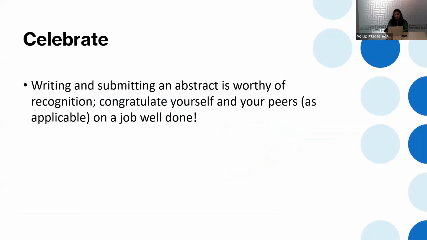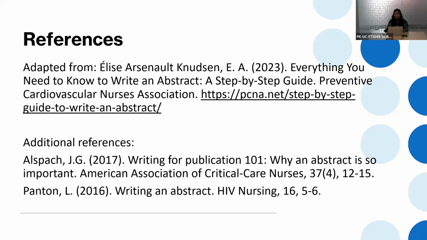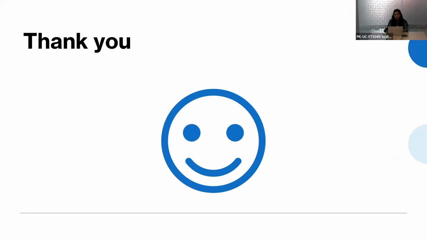So this is everything about the abstract. You have 6 steps, starting from the preparation to getting started to crafting the abstract, which has almost 5-6 sections. Then you proofread, you submit, and then finally it's time for you to celebrate. So here I end. These are the references.